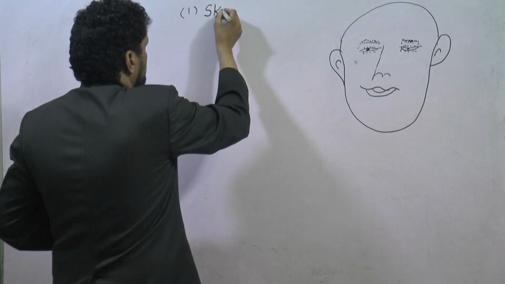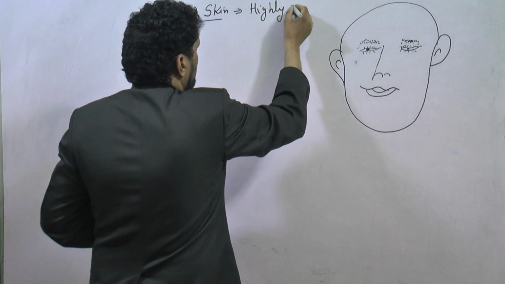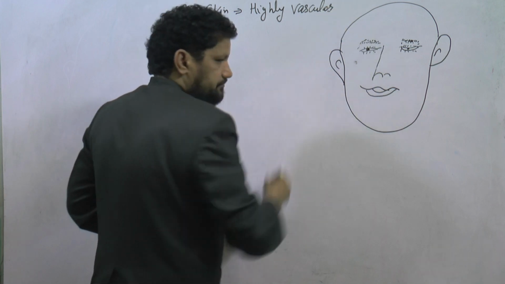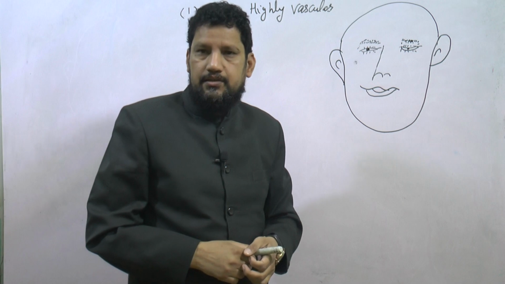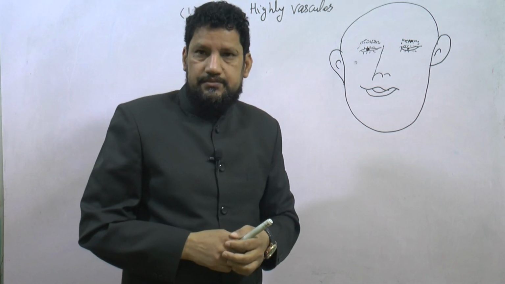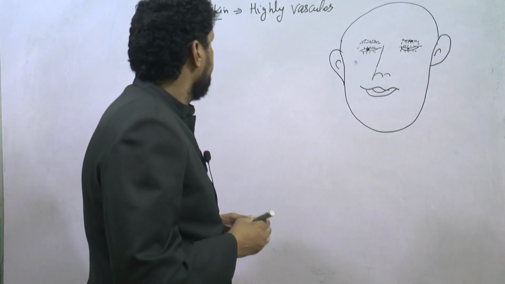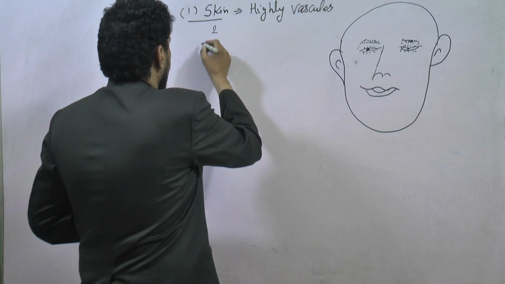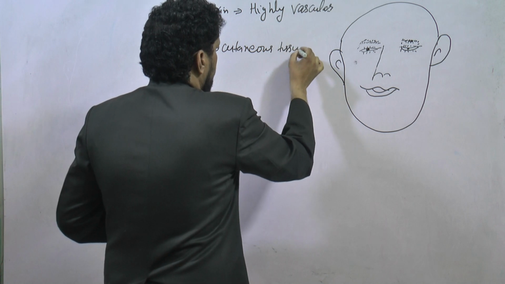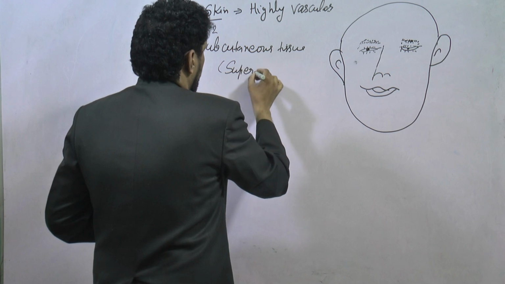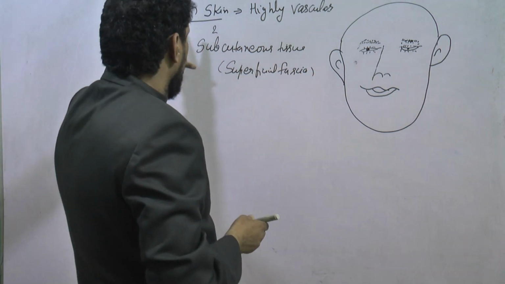The skin of the face is highly vascular. Why is this skin very vascular? There is profuse blood supply to the subcutaneous tissue of the face. So skin and subcutaneous tissue, that is the superficial fascia, are highly vascular.